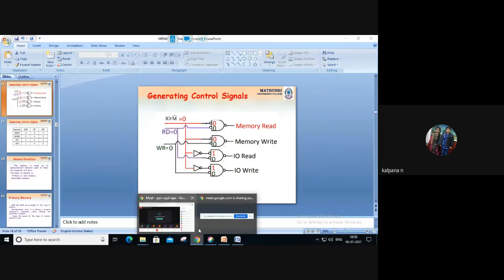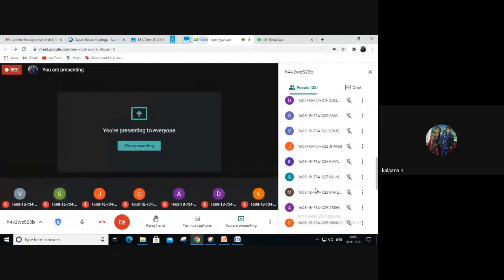Read means what? Taking data from other devices, right? The processor is fetching data. That is a read operation. Okay. If the processor is writing, the processor is writing the results on the output.